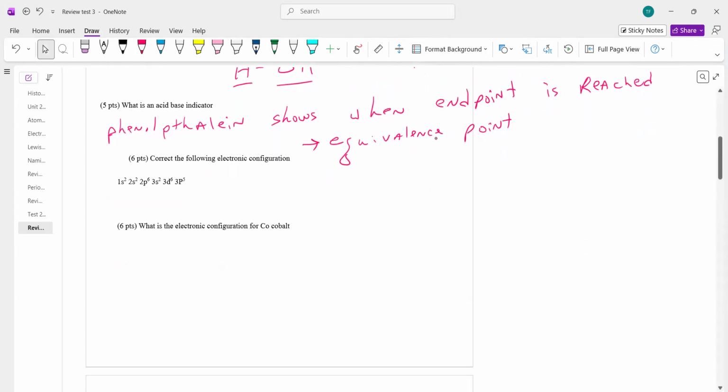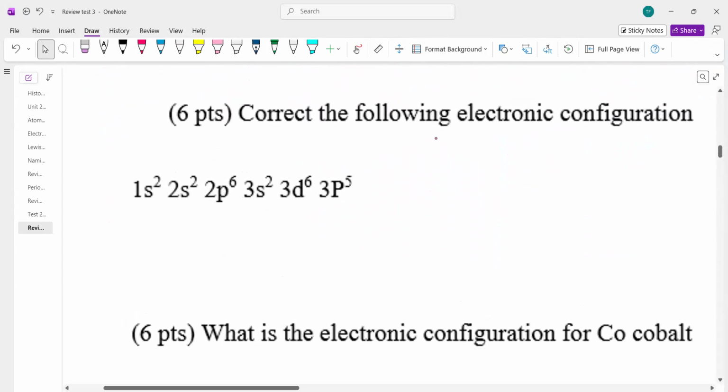Okay, correct the following. Okay, so what's wrong with this? Hmm? Got a 3D there. I see a little p and a big P, those are two different elements. That's true. It should be a little p though. Oh, no, that's a valid point. If you would have put that down, I would have said okay. I'm like, is it a different one of phosphorus? Yes, it's supposed to be all lowercase.